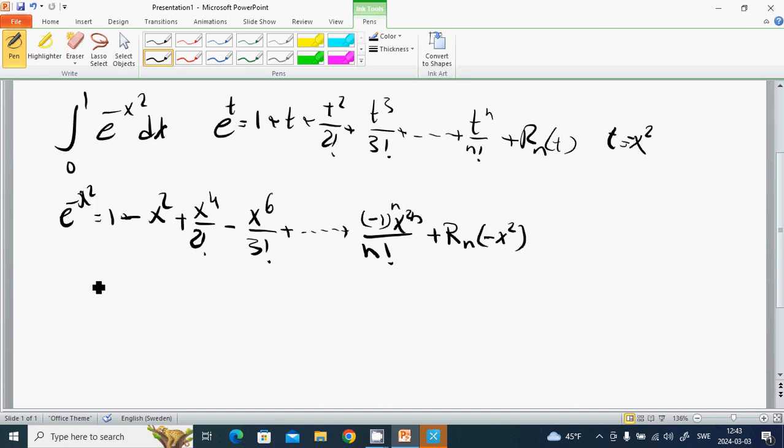Then the integral of this is the integral of this whole part, from 0 to 1, with dx.